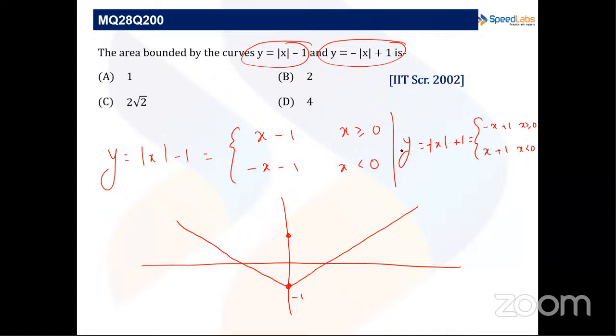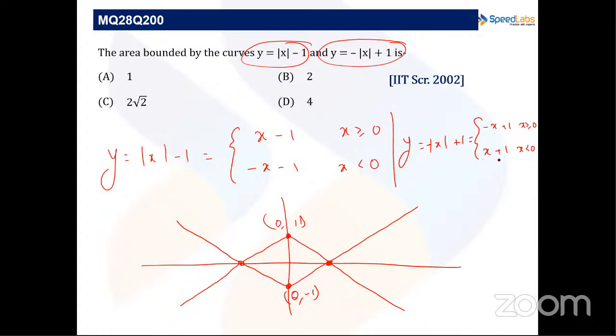Similarly, this one will be for x equals to 0, y is 1. So this coordinate is 0 comma 1. This was 0 comma minus 1. And we can see for x greater than equals to 0, the slope is negative. So it would be like this. And for x less than 0, the slope is positive. So the straight line will be like this. These two will meet at this point.